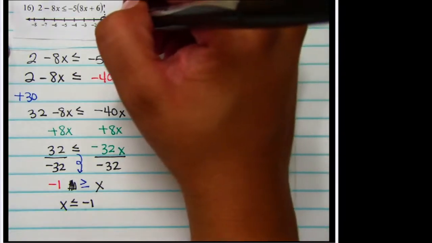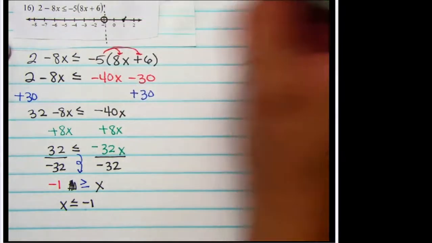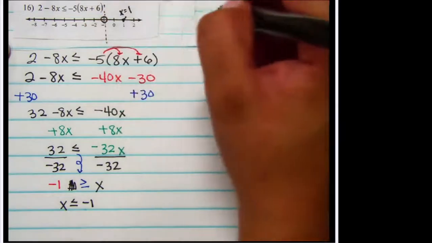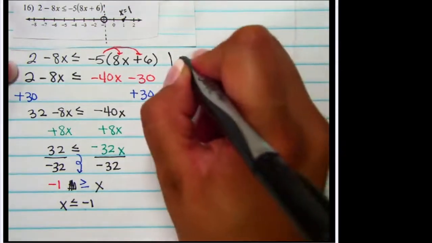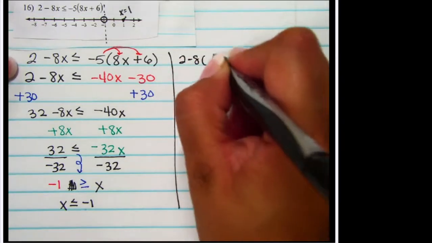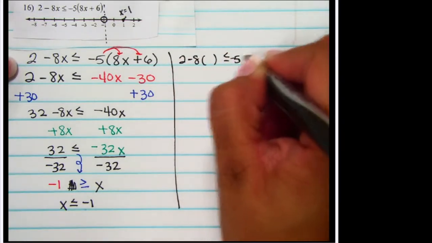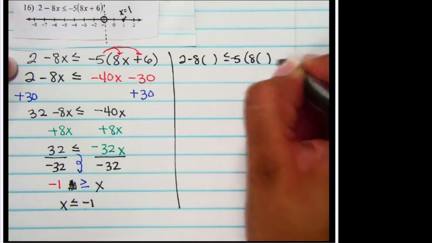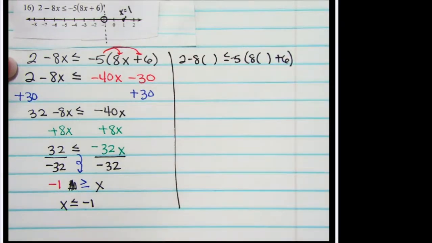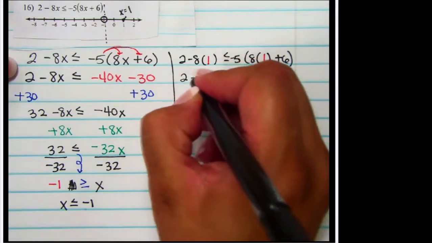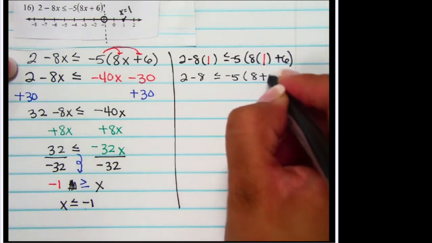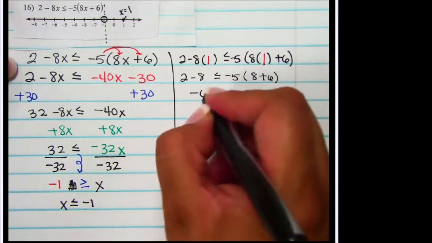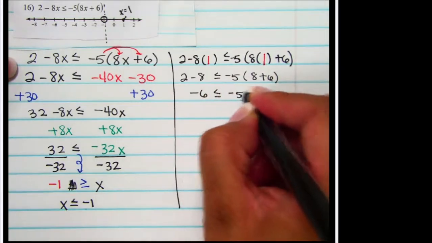So I'm going to select first 1 to check. X equals 1. I'm going to take my original inequality here, and everywhere I see an x, I'm going to replace it with a negative 1. I'm sorry, with a positive 1. There and there. Now I'm going to crunch these numbers really quickly using my order of operations, and I'm going to see if the resulting statement that I get is true or not.